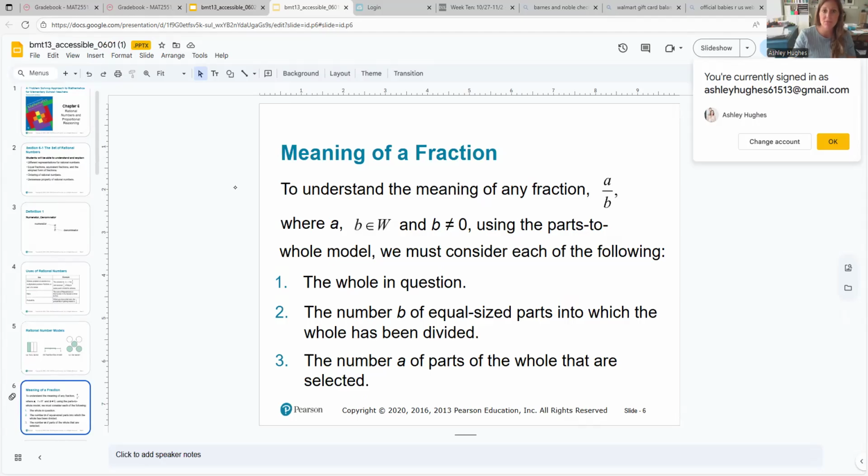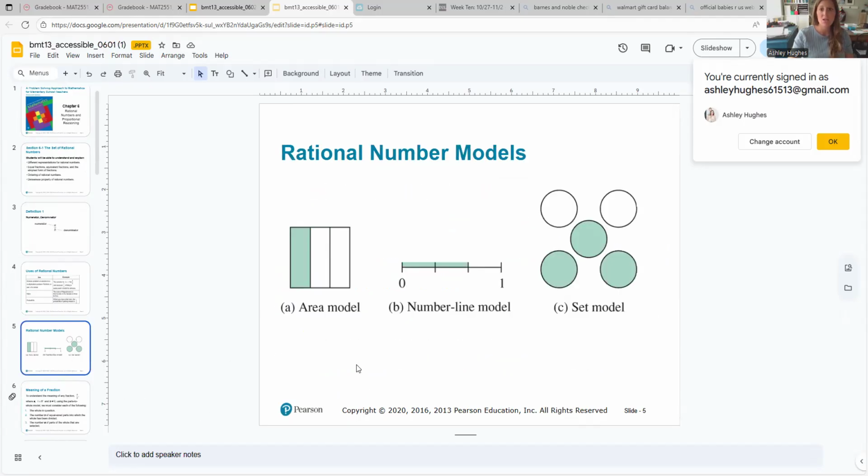To understand the meaning of any fraction A over B, where B is an element of W and B is not 0, you can talk about parts to a whole. The whole is divided into B equal sized parts, and A is the number of parts of the whole that are selected. So like in this situation, what's the total number of parts? 5. And then how many are selected? 3. So that's all that was saying.